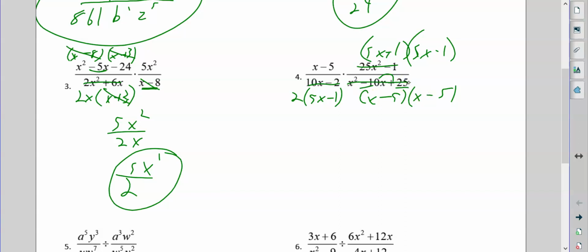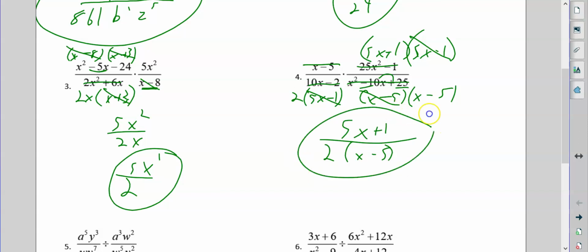So let's go. X minus 5 cancels. 5x minus 1 cancels. What's left? 5x plus 1 on the top. On the bottom, a 2 and an x minus 5. Double check. Nothing cancels. I'm done.